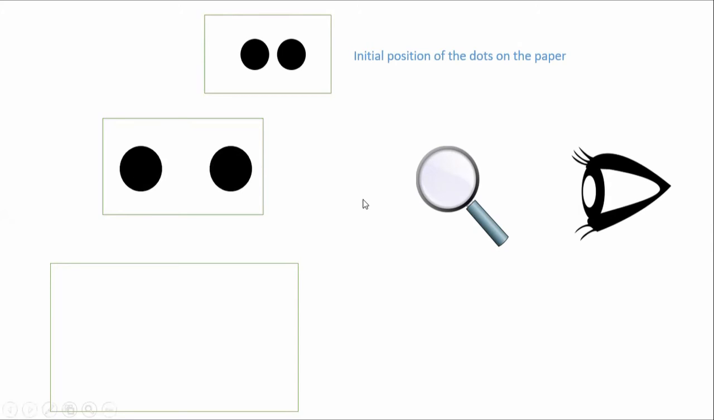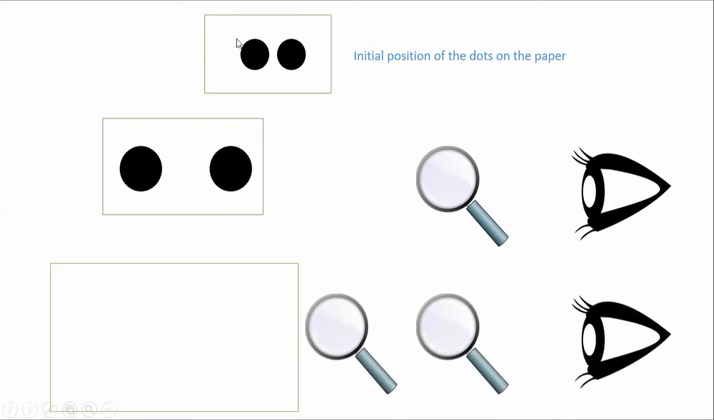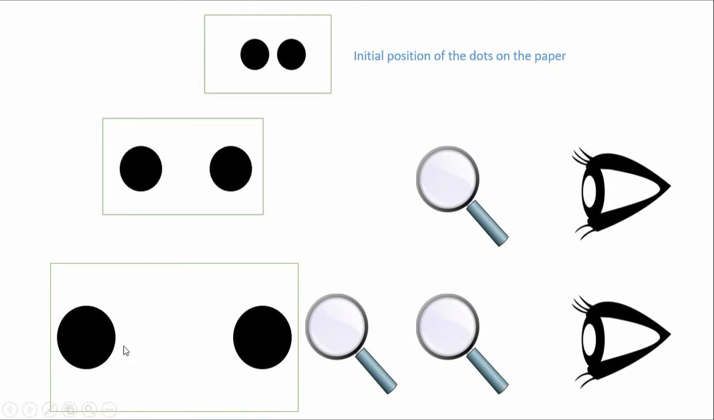Now what happens when we use two hand lenses to observe the initial position? The dots are even bigger than in the second image and the distance is also larger. So we can come to a conclusion that when we use two hand lenses to observe a certain image, the magnification and the resolution are going to be higher than using one hand lens.